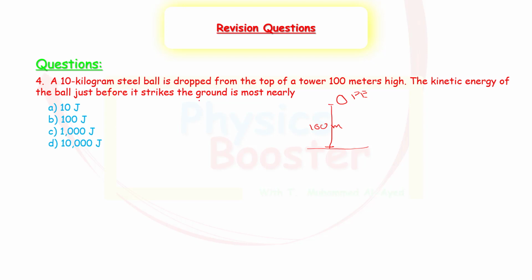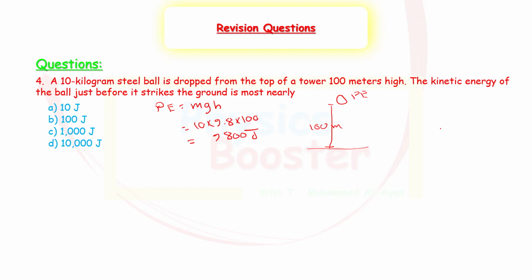And we can calculate this potential energy using this equation. PE is equal to mgh, and we have the mass of the ball, which is 10, and we have the gravity, which is 9.8, and we have its height above the ground, which is 100. So the answer in this case will be 9,800 joules. Okay, now this is its potential energy.